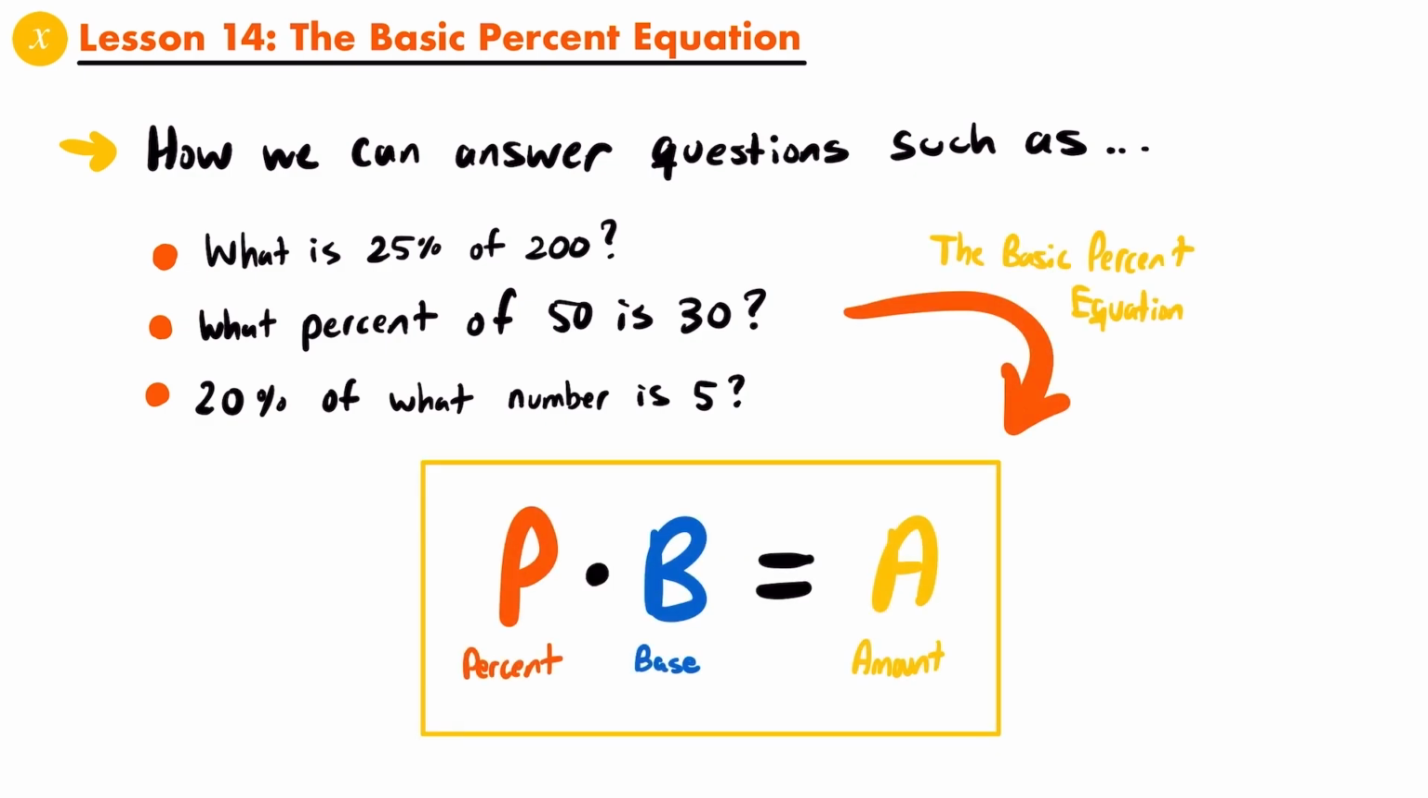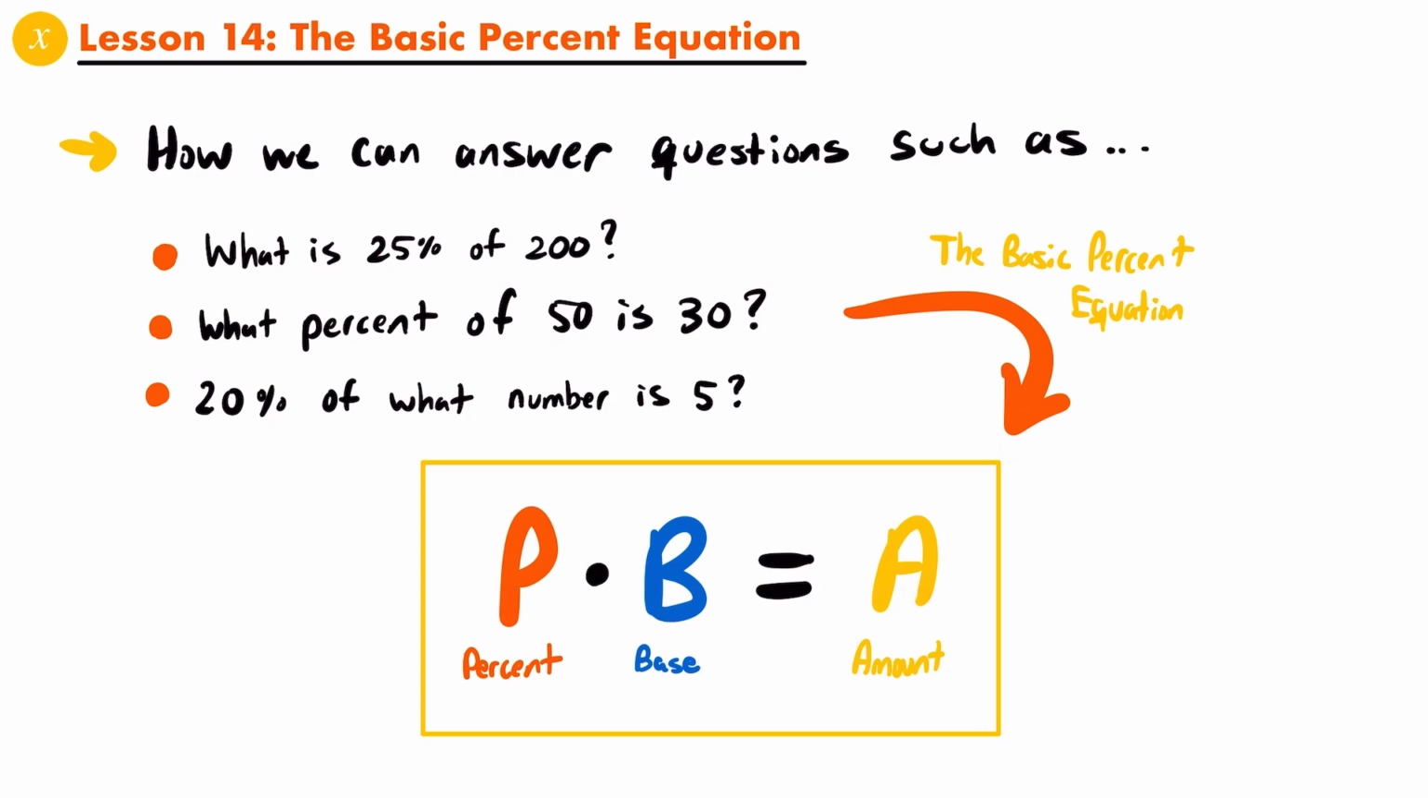The basic percent equation says that P times B is equal to A, where P represents a percent or percentage, B represents the base, or the number that you want to take a percentage of, and A is the resulting amount. It actually represents a percentage amount of the base value.